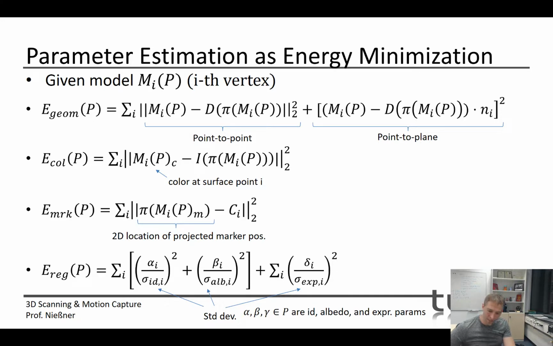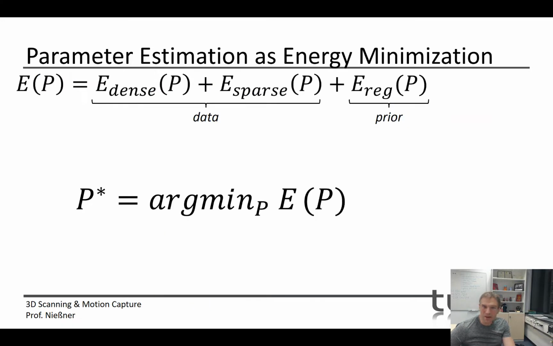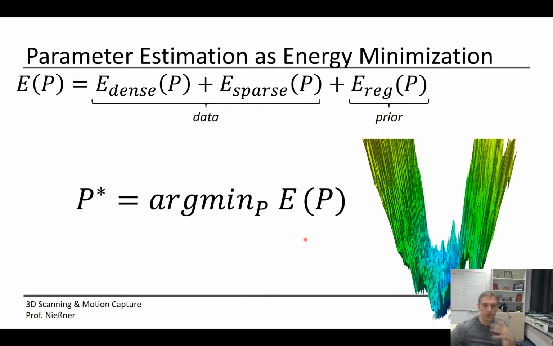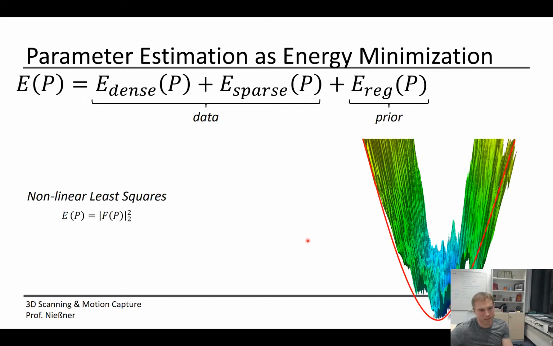Okay, but then what we have to do, let's go to the simplified version again, right? We have the dense terms, we have the sparse terms, we have the regularizer: data terms and priors. And now what we want to do is find the optimal parameters P that minimize this energy. And this energy is an optimization in a high-dimensional space. But most of these terms, depending a bit on which norms you're using, I wrote down all 2 norms, which makes it a little bit easier. But this is basically just a nonlinear least squares problem, right? So we just have squared terms that are being added together, and we want to minimize those.